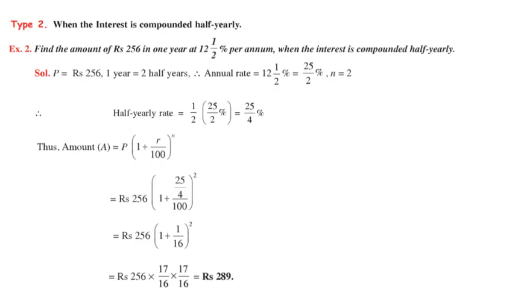So hence I can calculate compound interest if required, but in the problem it is only asked to find the amount. So 289 is the amount which I will have after 1 year.